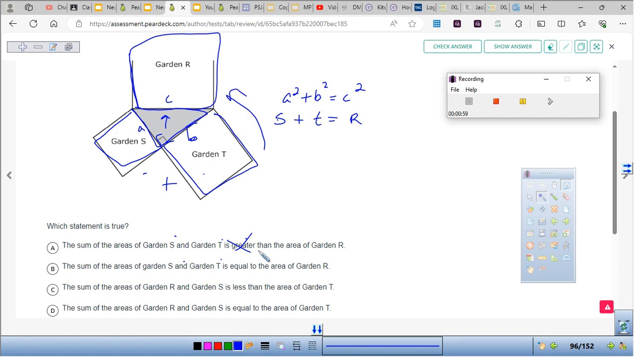S and T are equal? Yes, that's going to be the one I want. This one says R and S. R and S give you T? No. These are just mistakes. I don't even know what they're doing.